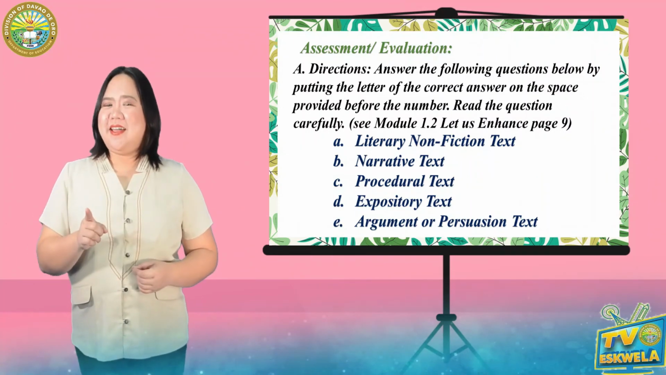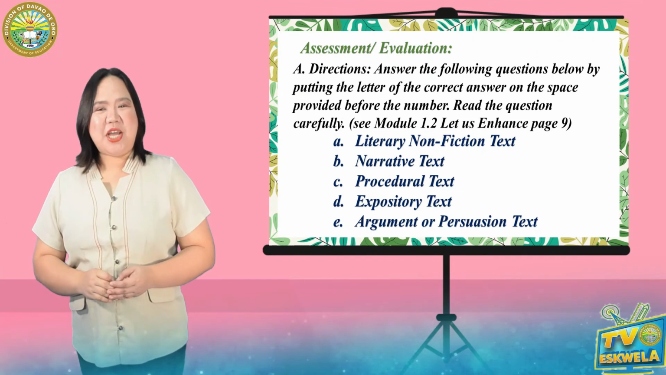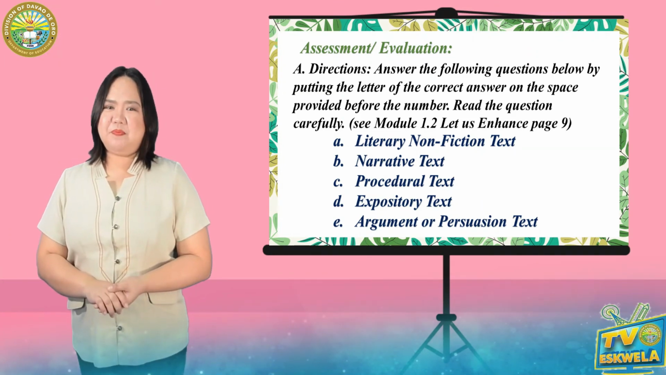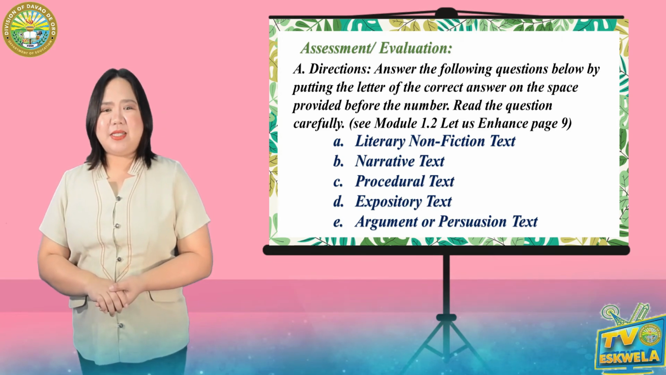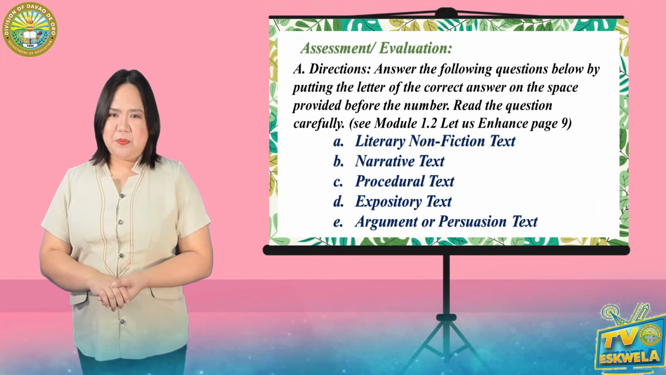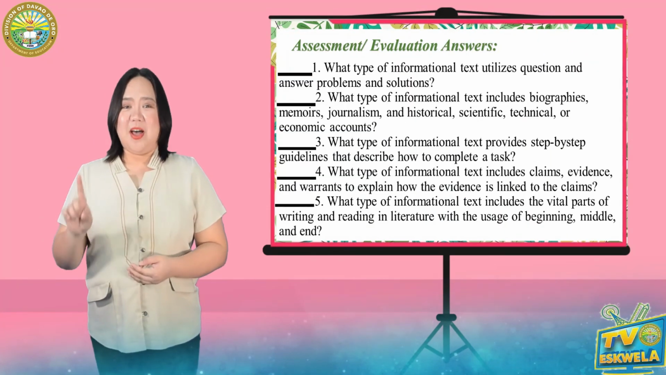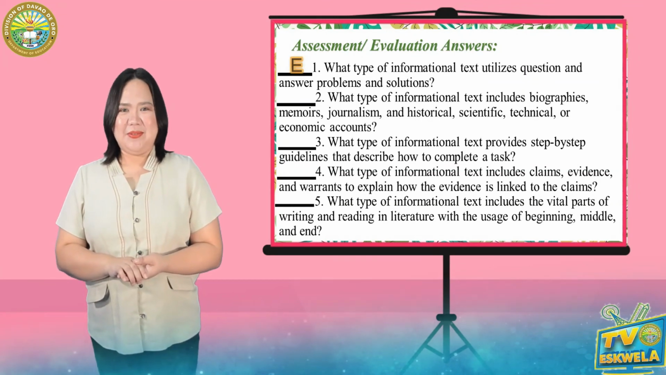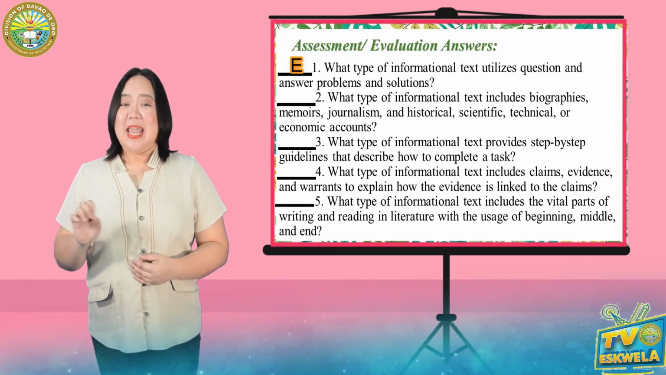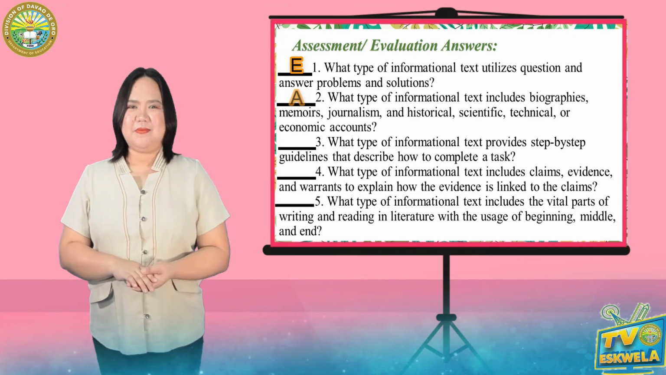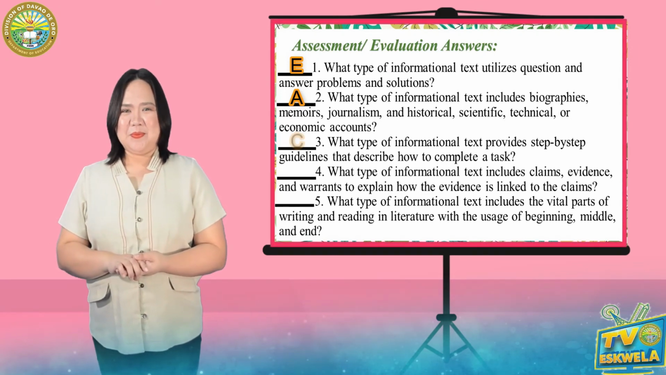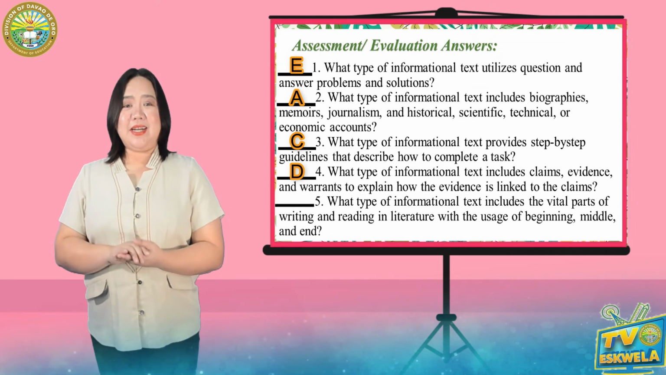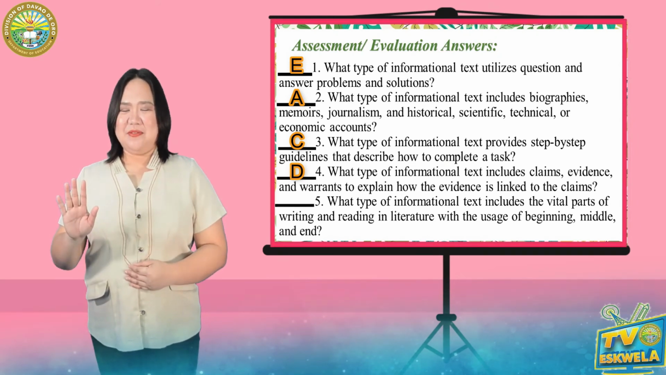Now kids, are you still there? Great! Now, let's check your answers. Test 1, page 9. Direction: answer the following questions below by putting the letter of the correct answer on the space provided before the number. Number 1, the correct answer is letter E. Number 2 is letter A. Number 3 is letter C. Number 4 is letter D. And number 5 is letter B.